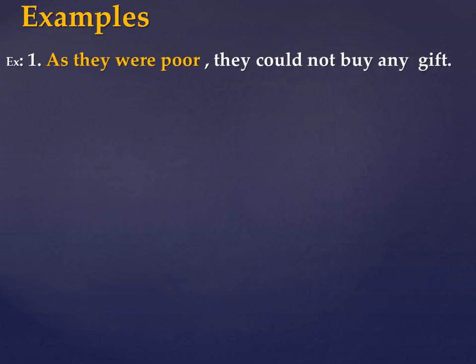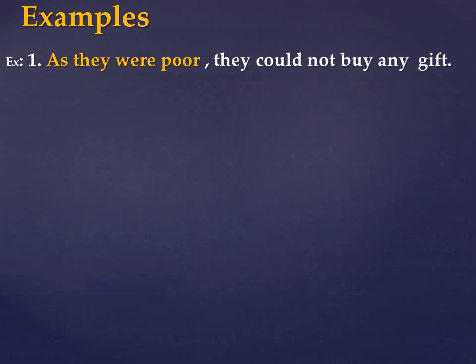Here I have given some examples so that you can easily understand the difference between these two clauses. As they were poor, they couldn't buy any gift. Look at the yellow part. If I say only the yellow part, as they were poor, is it a complete thought? No.